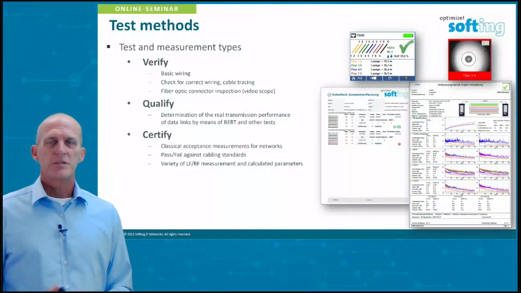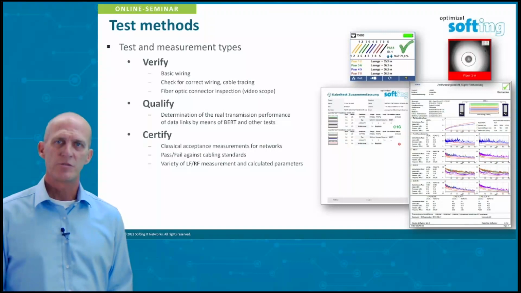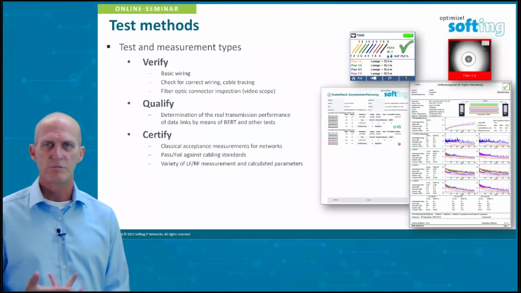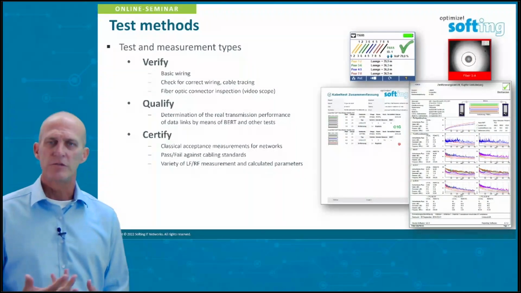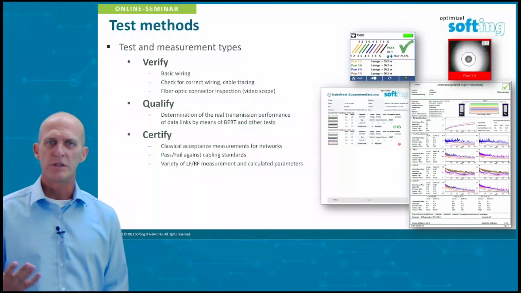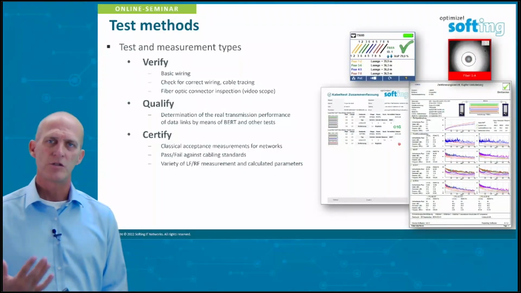The highest class is the certifiers. Certifiers test the physical transmission properties. They test return loss, crosstalk, insertion loss, and many more parameters, and determine if these parameters conform to cabling standards. The cabling standards typically don't know about the Ethernet speed, but they determine if a cabling conforms to a cabling standard.